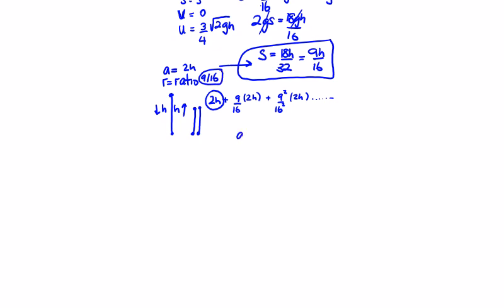And if we sub this into a over 1 minus r, the sum to infinity, we're going to get 2h over 1 minus 9 over 16, which is 2h over 7 over 16. Multiplying by 16 over 7, flipping it around, we get 32h over 7.